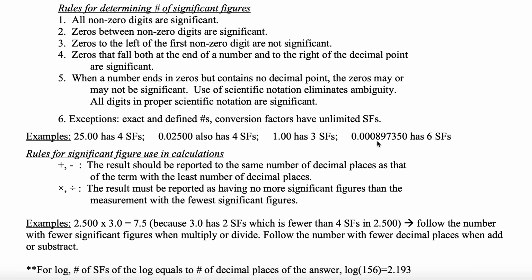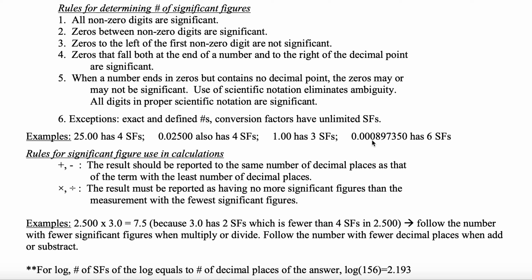Now here's this one, similar to the previous one on the left. If they're all zeros, you don't count them. So you count starting from 8, 9, 7, 3, 5, 0. You do count that last zero because it follows all these non-zero numbers. That's why it has 6 significant figures.